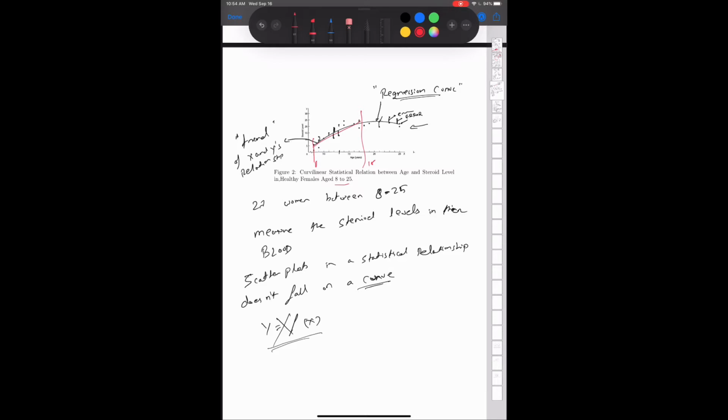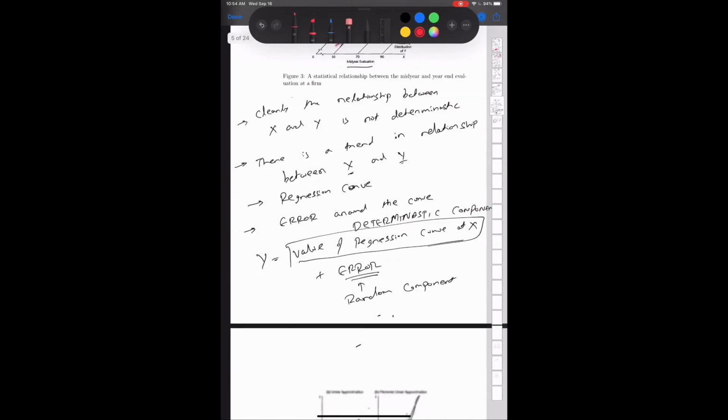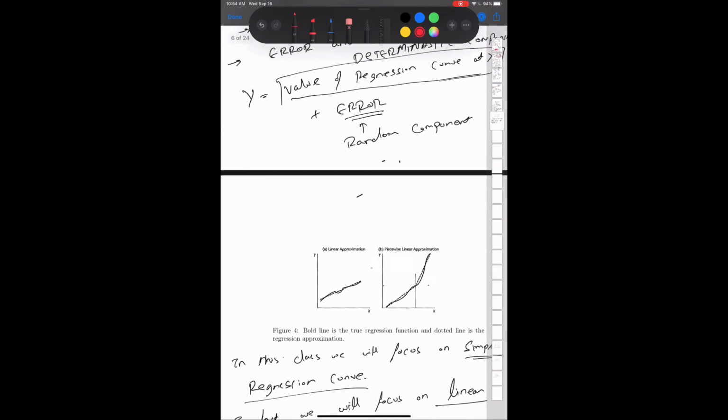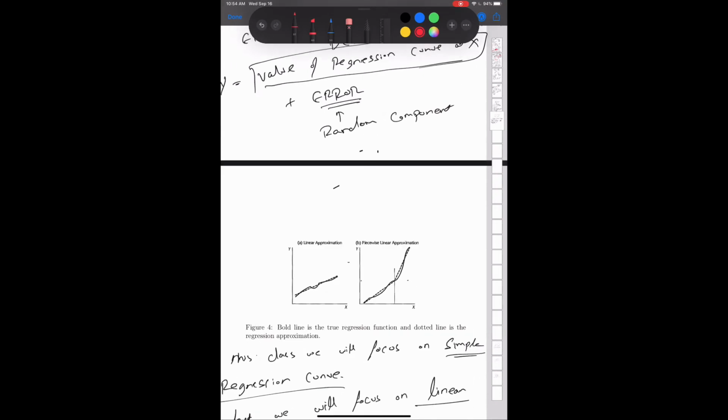Okay, so when I say linear regression, I basically mean I want to study a statistical relationship where the regression curve is linear. So if I had this bold line, which is the true regression curve, even though it's not linear, I can approximate it well by this dashed linear line. And same is true here.